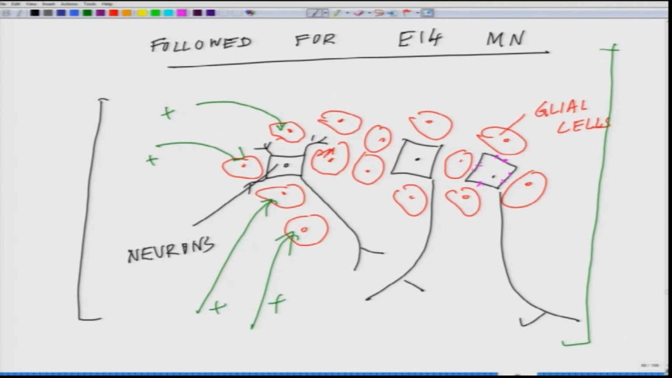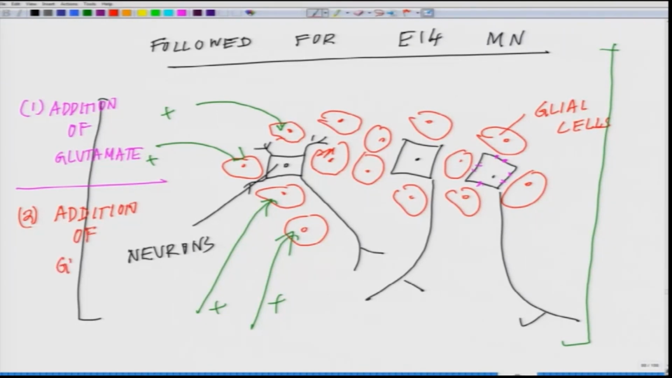So, the first paradigm, I told you about, is addition of glutamate. This is one way you can do it. The second way is addition of glial cells. Now, addition of glial cells brings a different set of problems.